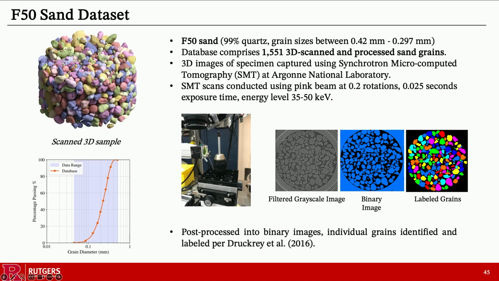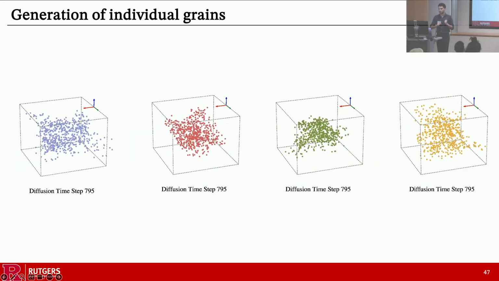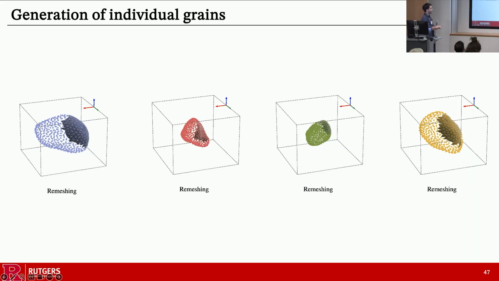about 1,500 of them, segmented and very nicely reconstructed. And the idea is to turn them into point clouds, encode them with a point cloud autoencoder in a latent space, add noise, remove the noise with a UNet, decode it, and eventually, hopefully, converge into a realistic sand grain point cloud.